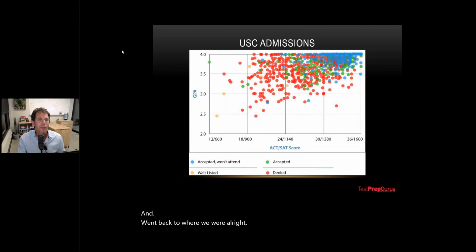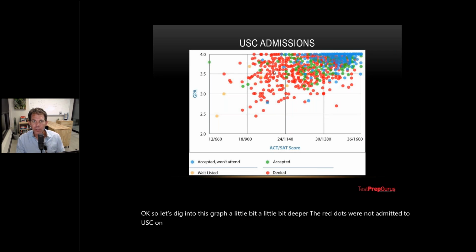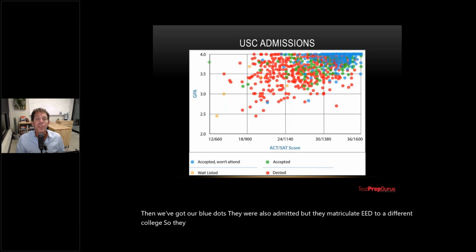Okay, so let's dig into this graph a little bit deeper. The red dots were not admitted to USC on here. They applied, their application was declined. Green dots applied and they were admitted, and they matriculated to USC. Then we've got our blue dots. They were also admitted, but they matriculated to a different college. So they turned down USC's offer of acceptance.